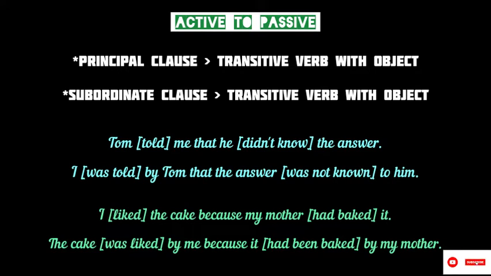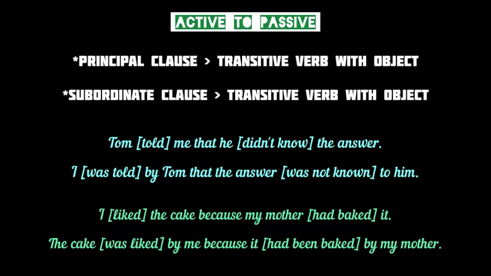For example, in the sentence, Tom told me that he didn't know the answer. Tom told me is the principal clause in which told is the transitive verb and me is its object. While in the subordinate clause that he didn't know the answer, didn't know is the transitive verb and answer is the object. So now in accordance with the rules of the change of voice, I am turning both the clauses into the passive voice individually. So now in the passive voice, the principal clause is I was told by Tom and the subordinate clause is that the answer was not known to him.